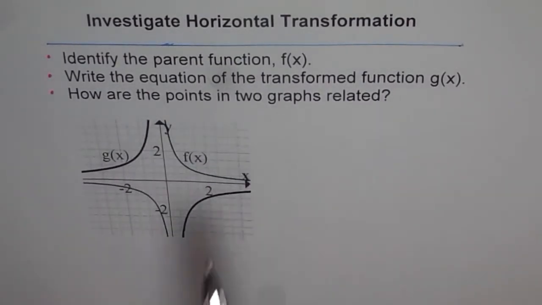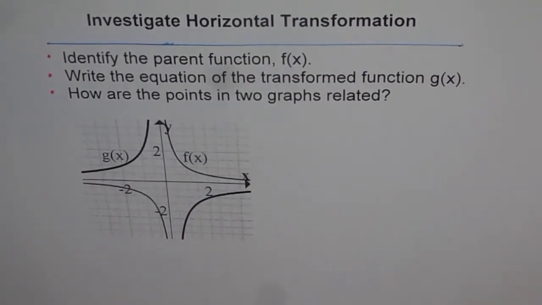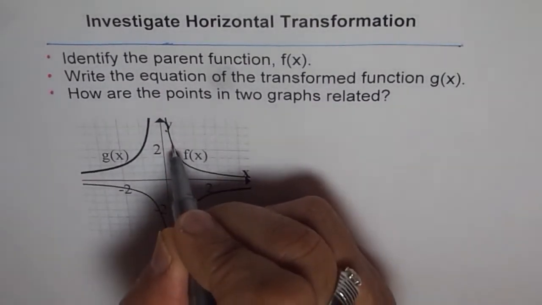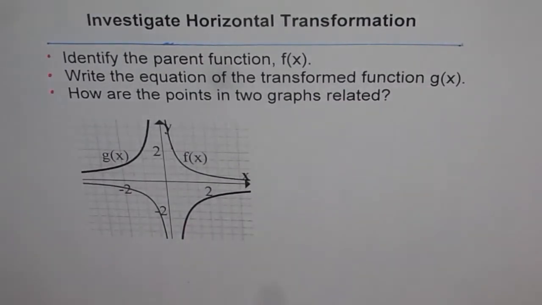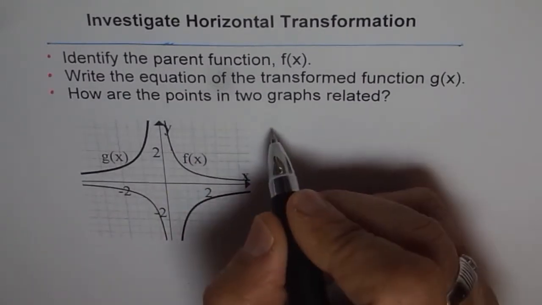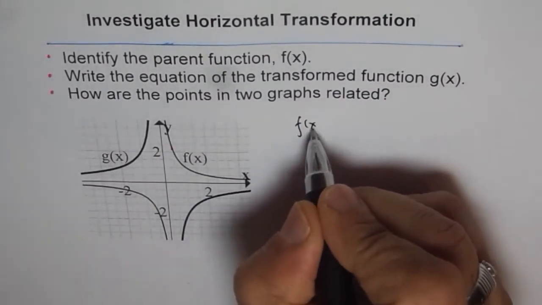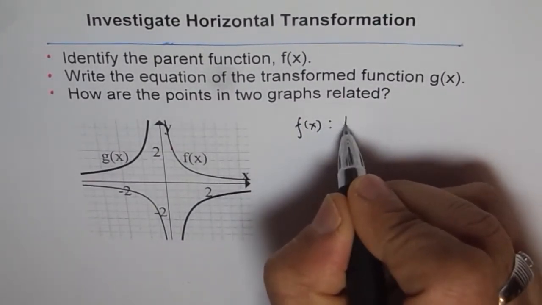How are the points in two graphs related? So that is the part of the question. Now, when you look at it, this is f of x, remember. The thin lines are the main functions and the thick lines are transform functions in all my videos. Now, the main function, as you can see, f of x is what? Is called reciprocal function.